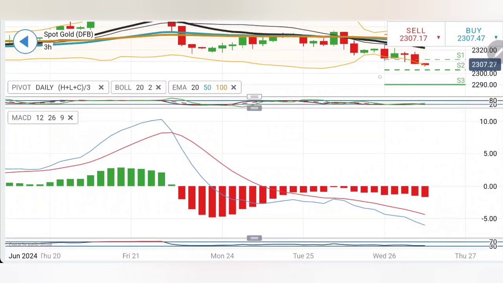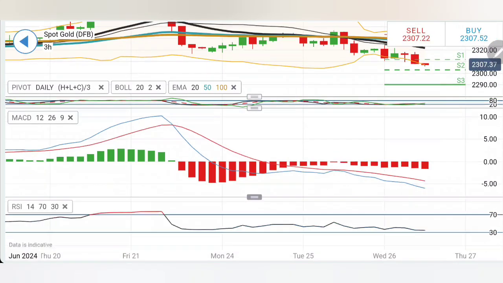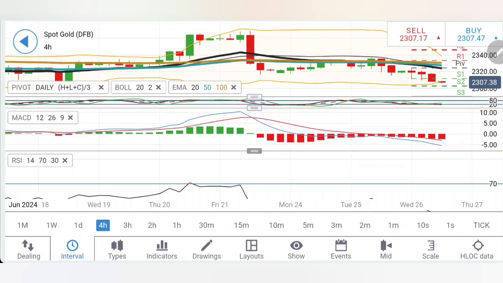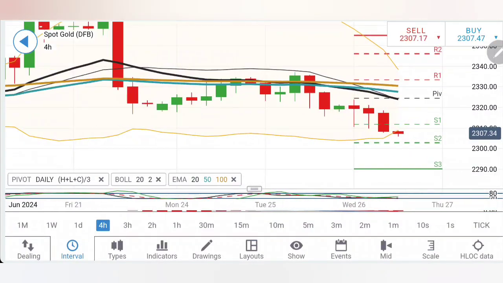Stochastic has hit the lows. It is trading oversold. The MACD is trading with divergence. The MACD is trading bearish on the 3 hour charts here, and RSI is hitting the lows here, trading flat near the bottom.